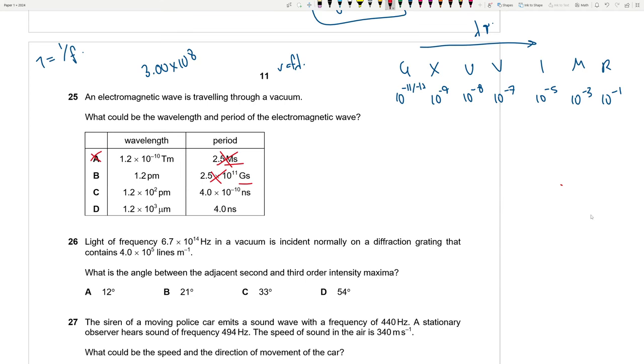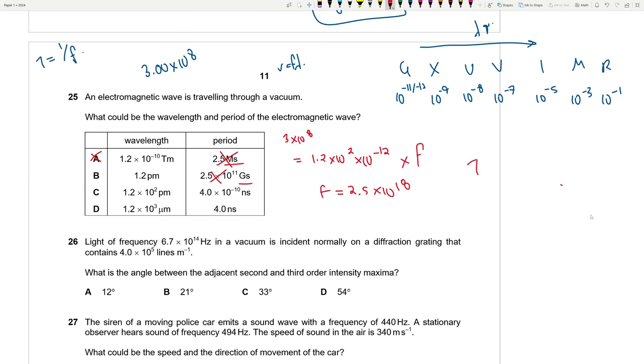Okay, now for C. 3 into 10 to the power 8 is equal to 1.2 into 10 square into 10 to the power minus 12 times frequency. So let's do this. Did I do the previous one correctly? I'm just wondering. Okay, so frequency is 2.5 into 10 power 18.